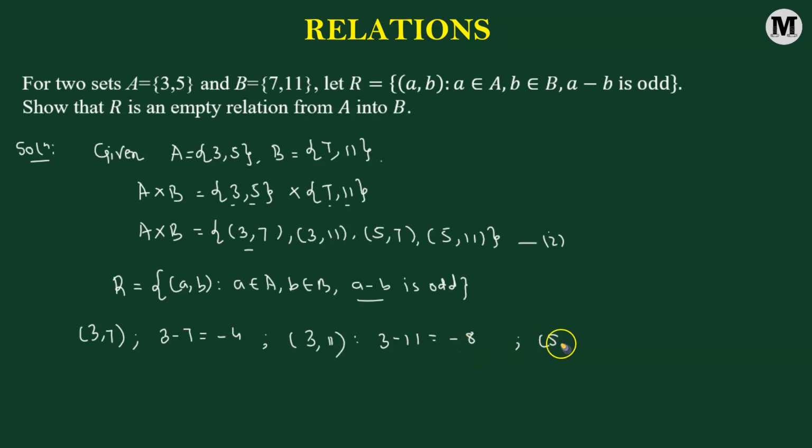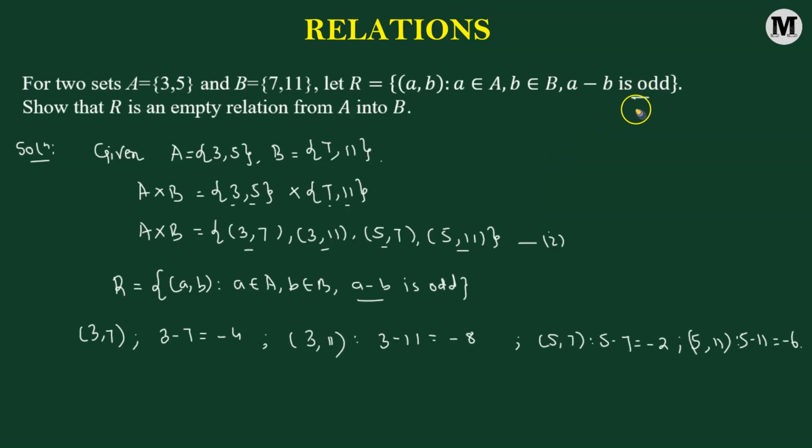Let's take (5, 7). So 5 minus 7 is equal to -2. Again, that's an even integer. And then finally we have (5, 11). So 5 minus 11 is equal to -6, which is also an even integer. This simply tells us that for any of the ordered pairs that we pick from the Cartesian product of A and B, the difference between a and b is giving us an even integer.